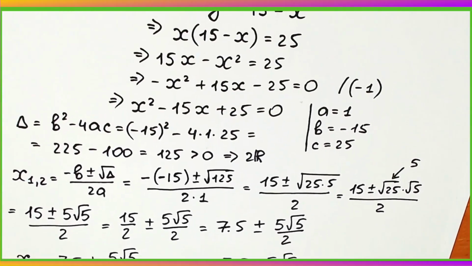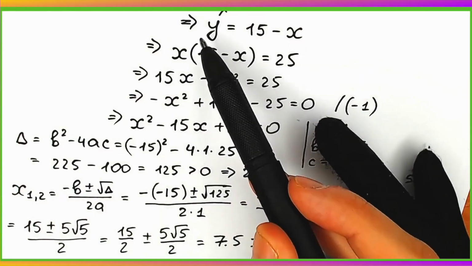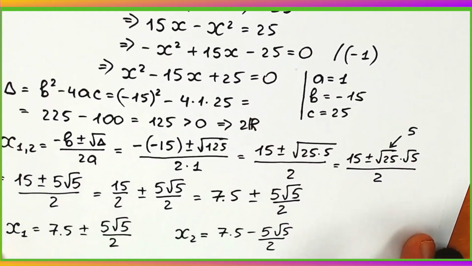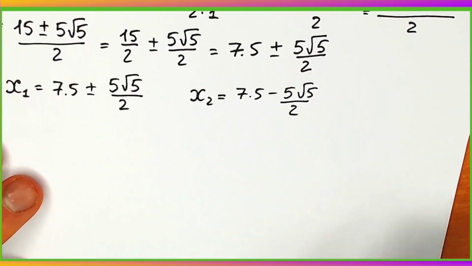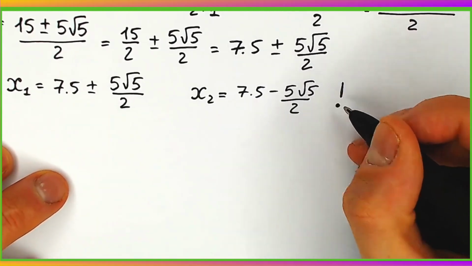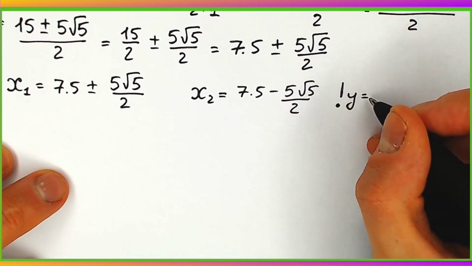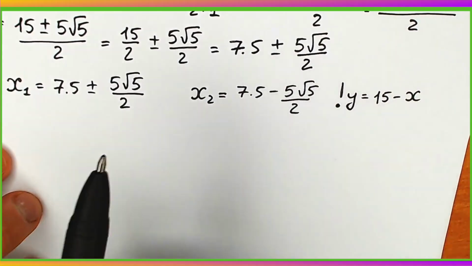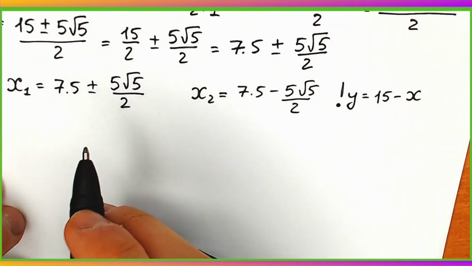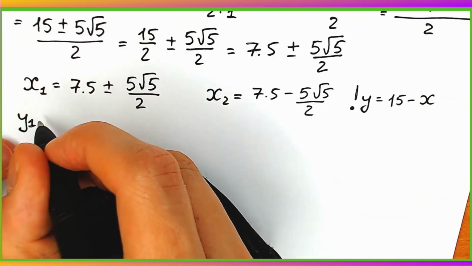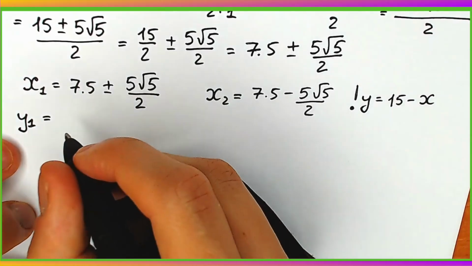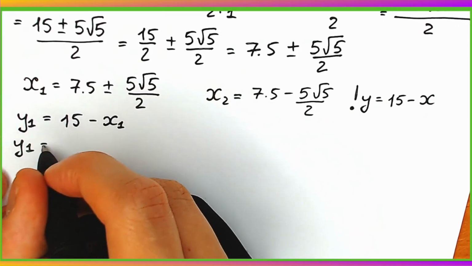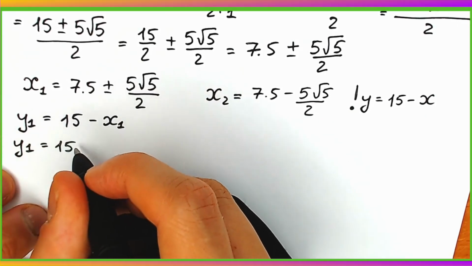As I said before, we need to solve this question for x and y. So that's why it's really important for us to remember this. So y equal to 15 minus x, okay? y equal to 15 minus x. Let's write this with an exclamation mark, because this is a really important expression. So y equal to 15 minus x. And right now let's find y first. Let's write here y second. So y first equal to 15 minus x first.